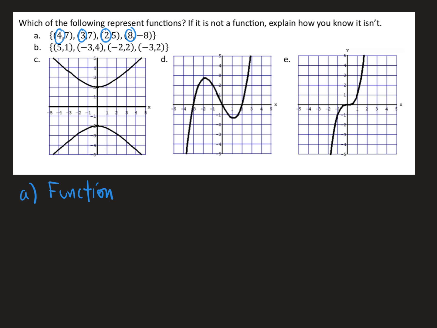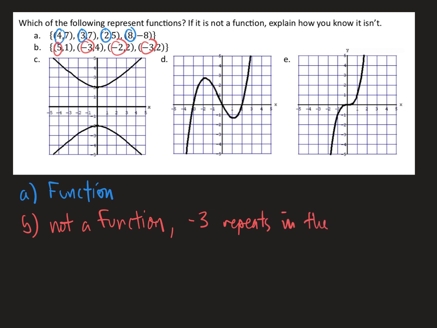Okay, next example here, part B. I've got 5, -3, -2, -3. So part B is not a function, and the offending x value is -3. It repeats in the x coordinate. And that's how you work with a set of ordered pairs.